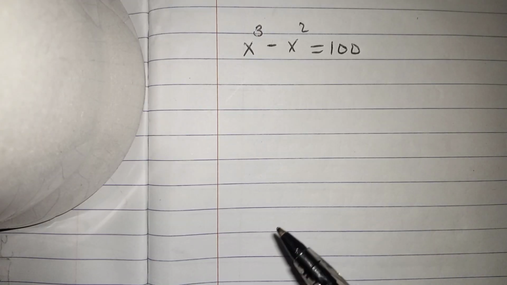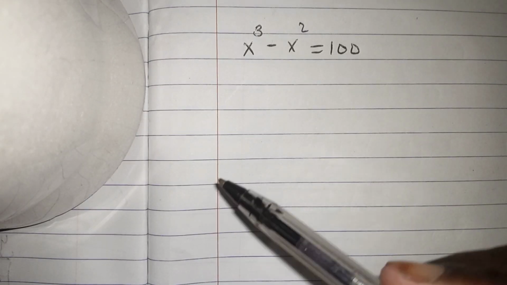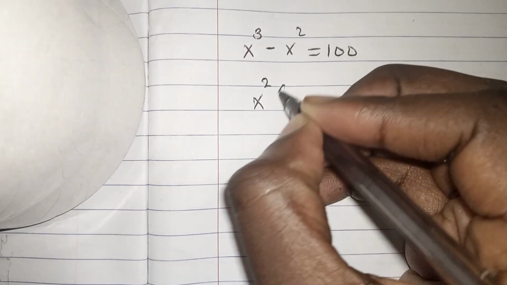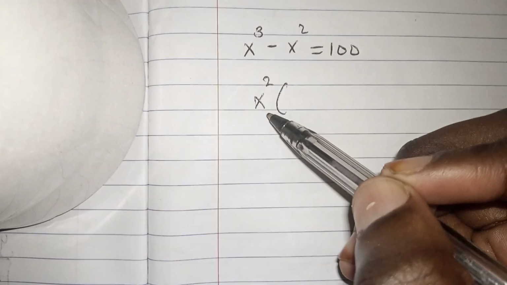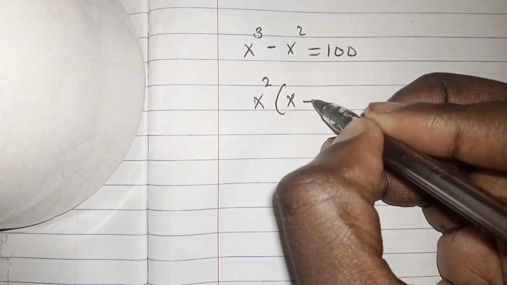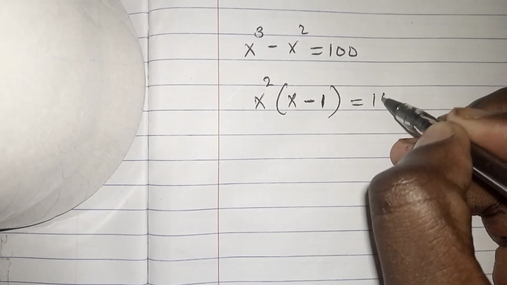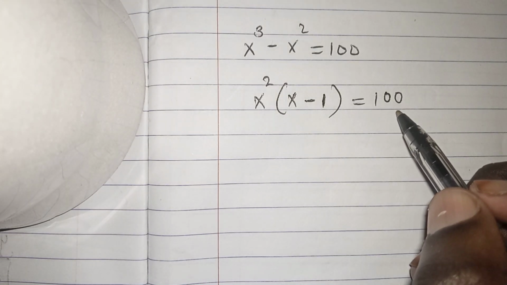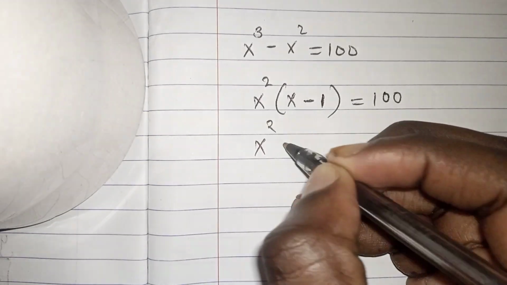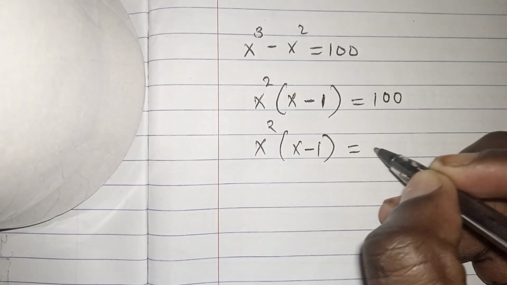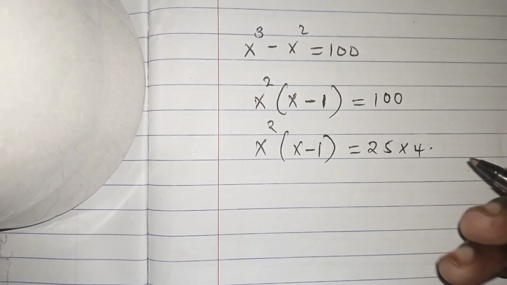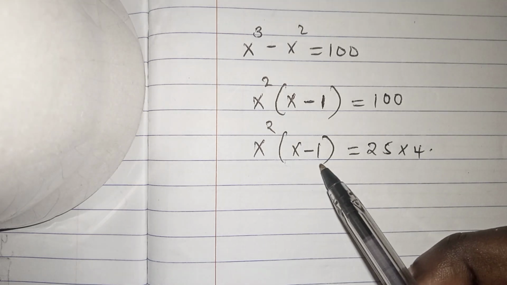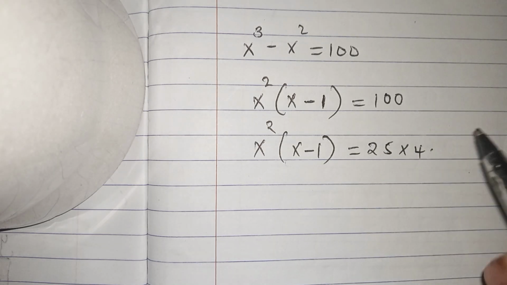So the second method to solve this equation, we can begin by factoring out x squared. So this is x squared into x cubed divided by x squared. This gives us x minus 1 is equal to 100. So our next step, this 100, we can write it as 25 times 4. So this is x squared into x minus 1 is equal to 25 times 4. We'll then equate x squared with 25. Then take what is in the bracket, equate it with 4.